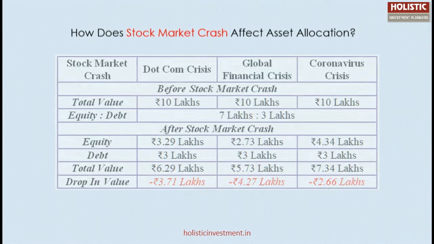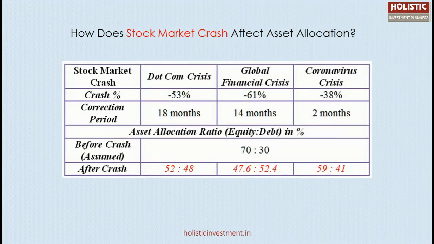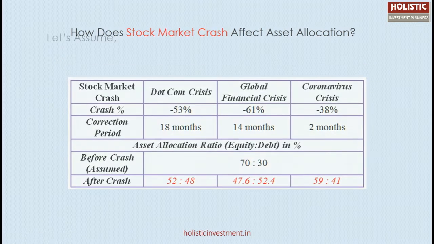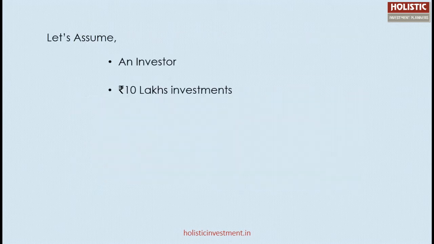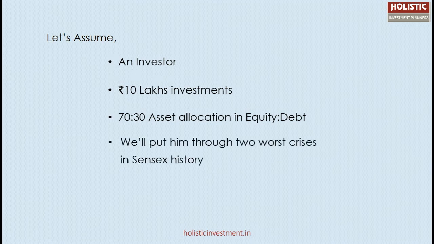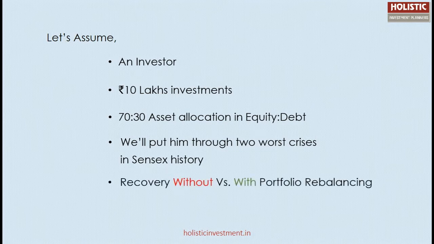This in turn affects the asset allocation as 59% in equity and 41% in debt. The same is true for the other 2 crashes too. That is, the dot-com crisis asset allocation has also changed and the global financial crisis asset allocation has also changed from the initial 70-30 asset allocation. Let's assume an investor with 10 lakh investment in his portfolio and 70-30 asset allocation in equity and debt. Let's put him through 2 worst crises in Sensex history and let's see how he recovers without and with portfolio rebalancing, and we shall choose which is the right decision to take.